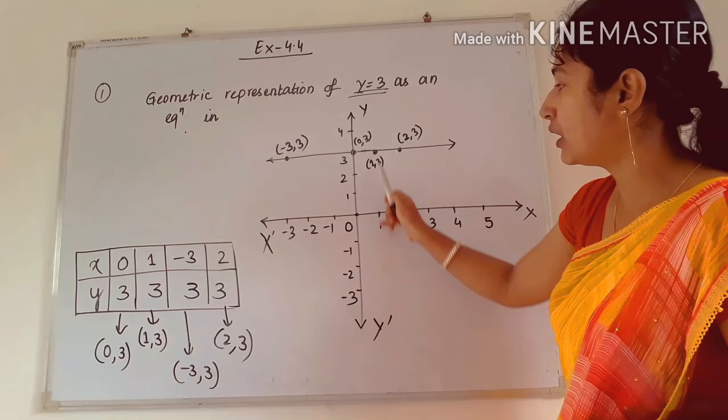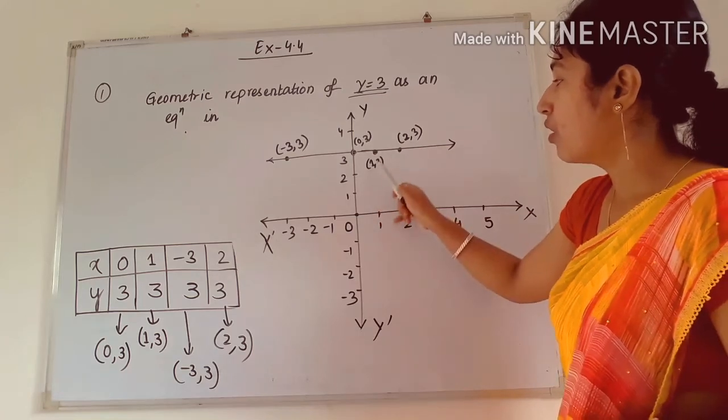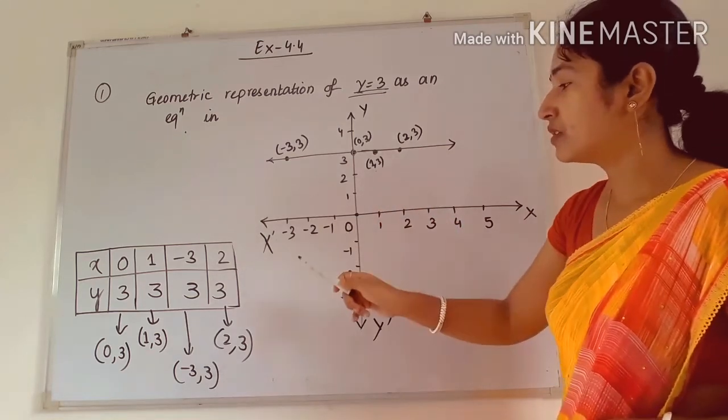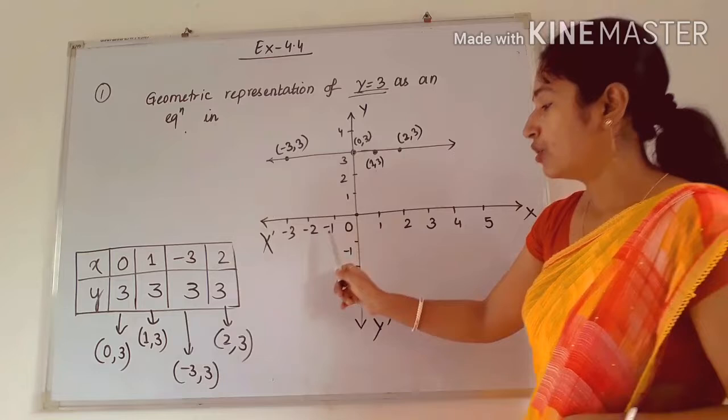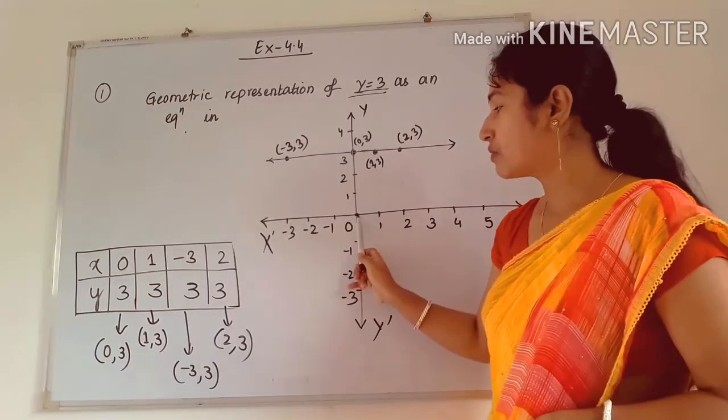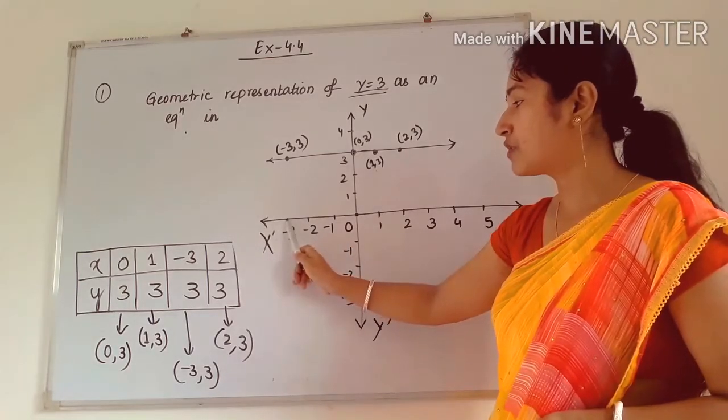So you have to go perpendicularly. Okay, so this is (1, 3). Next is (-3, 3). So for -3, the value of x is -3, so we will go to the left side.